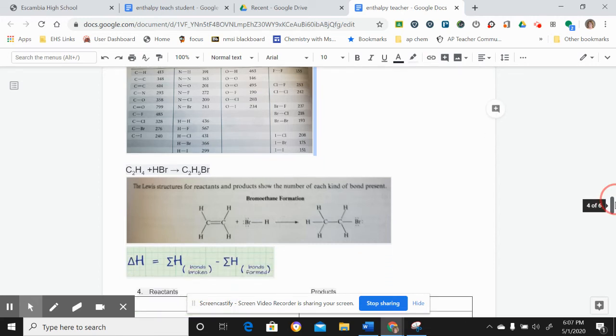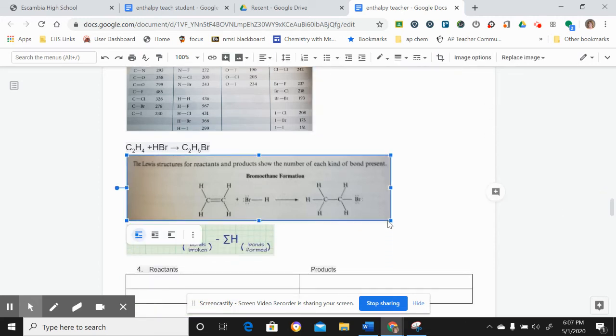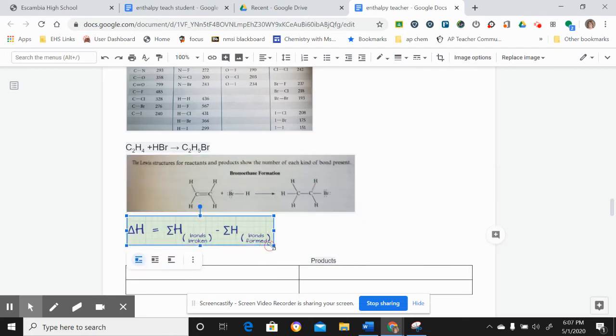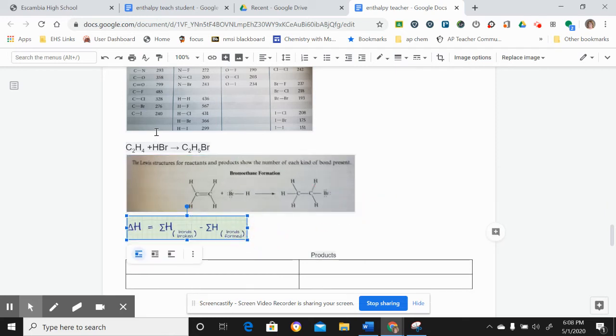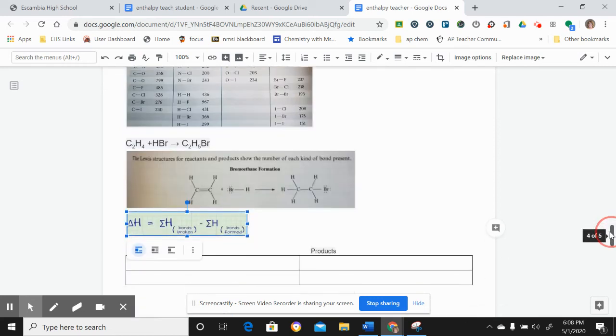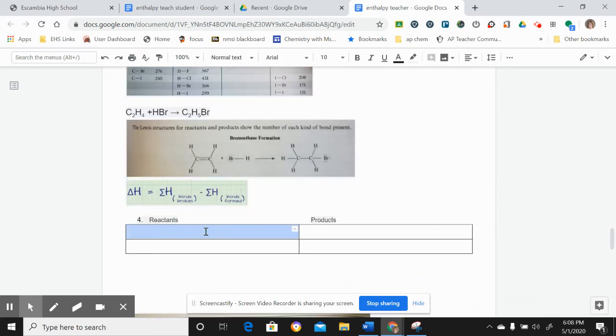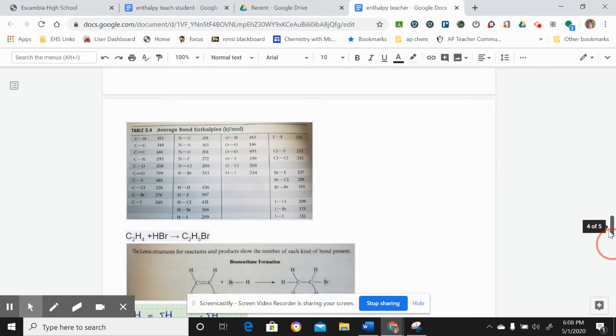So now let's look at what do I have here. I'm going to make this a little smaller here so we can work in this box here. On my reactant side, what do you see there? First of all, I see some CH bonds. How many CH bonds do you see there? I see 1, 2, 3, 4. Look up on top, find my CH. CH is 413.